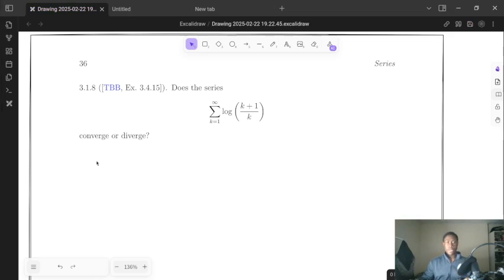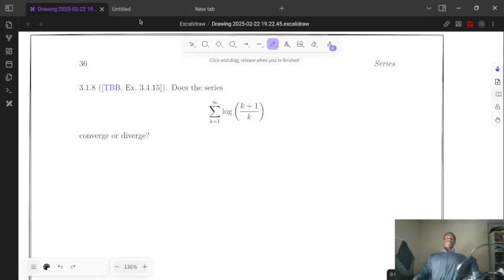Okay. So now, the next part is this series. For series, typically what you want to do is the divergence test. In this case, if you do the divergence test, you can just squint and see that you're going to have log of 1, and the limit is going to be 0. So it doesn't fail the divergence test. So the next step is to try to find a pattern to the thing.